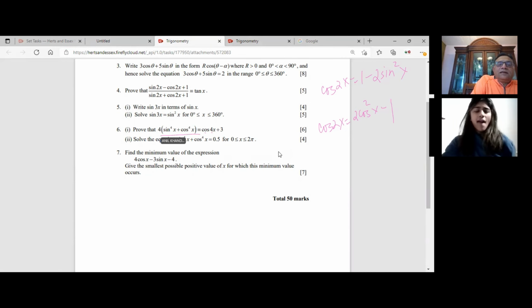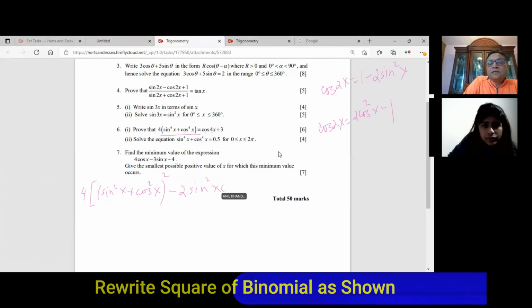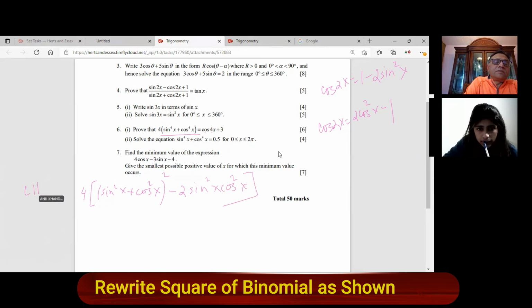So look, I will write this as 4 times sine square x plus cos square x whole square. That will give you a square plus b square plus 2ab. So I've got that minus 2 sine square x cos square x. Do you see that? This is my left hand side.